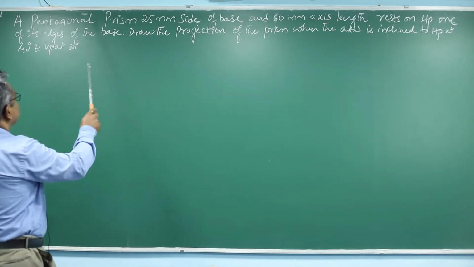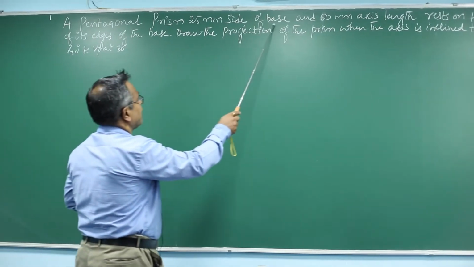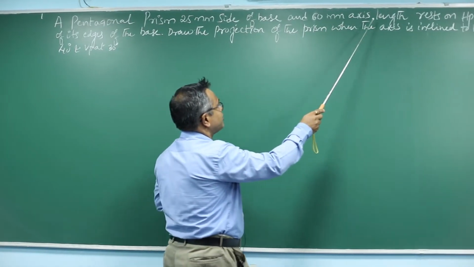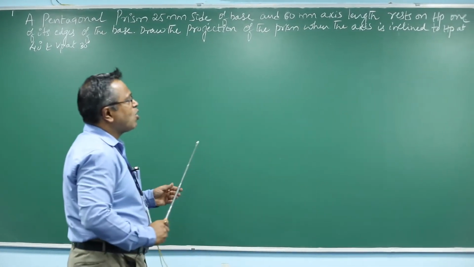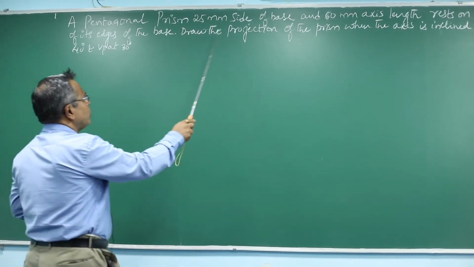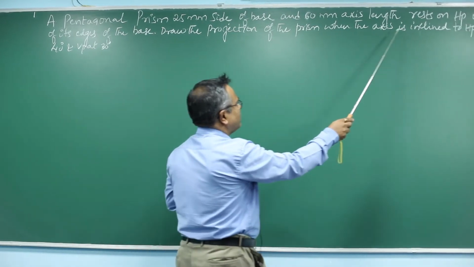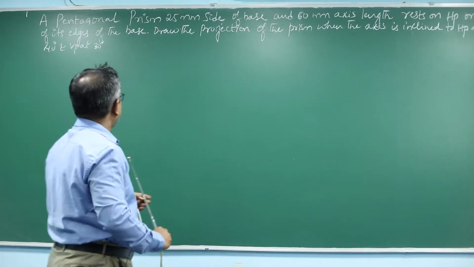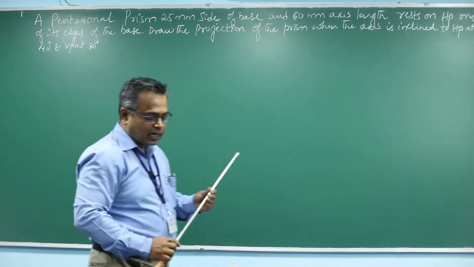A pentagonal prism, 25 millimeter side of base and 60 millimeter axis length, rests on HP on one of its edges of the base. Draw the projections of the prism when the axis is inclined to HP at 40 degree and VP at 30 degree.